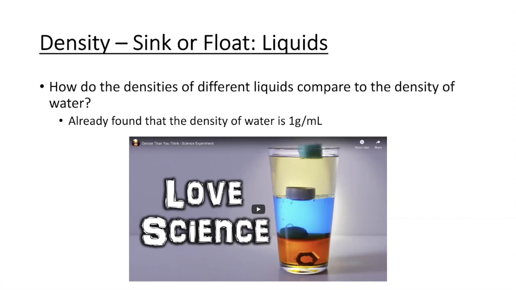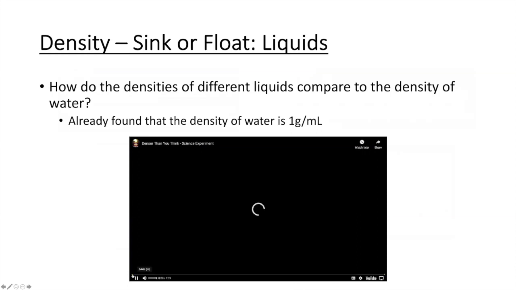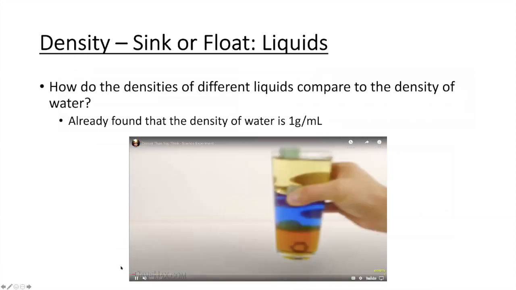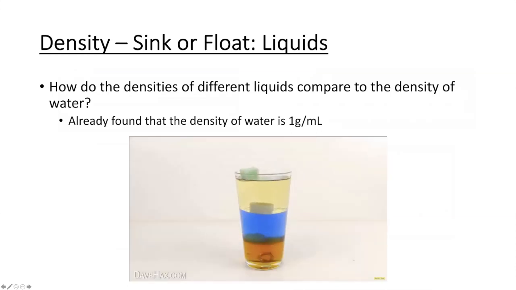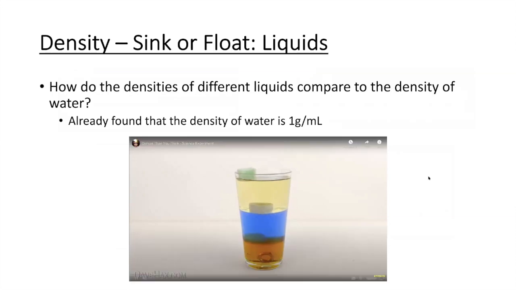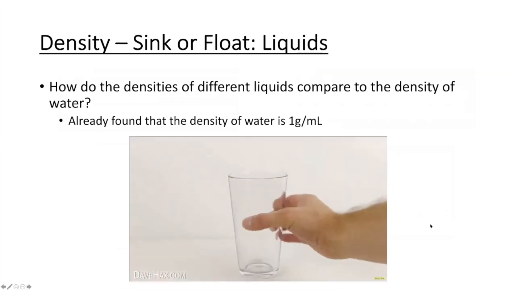We noticed how the clay sunk to the bottom of the glass while the candle wax stayed floating, and that let us know right away that the density of the clay was greater than the density of water, but the density of the wax was less than the density of the water. So now let's talk a little bit about this right here. All right. So I'm going to share with you guys just this quick video that I found, and this will help us to figure out the answer to this question. How do the densities of different liquids compare to the density of water?